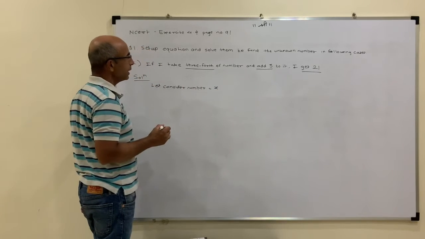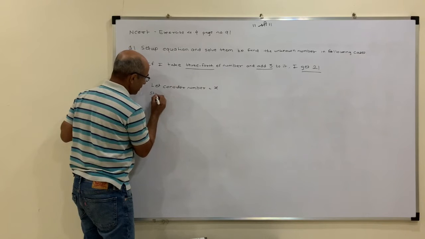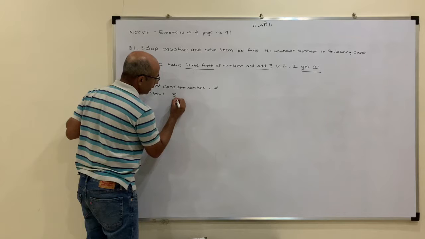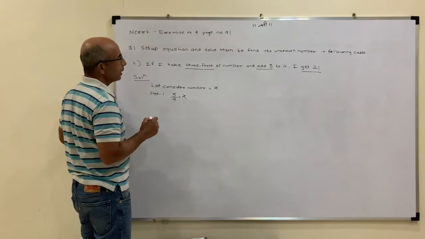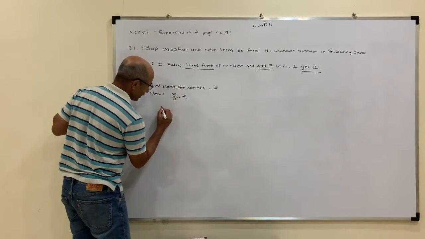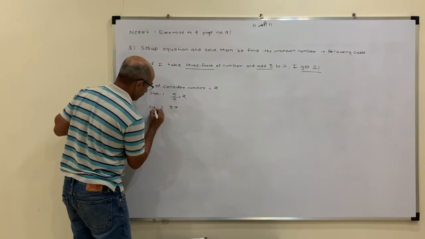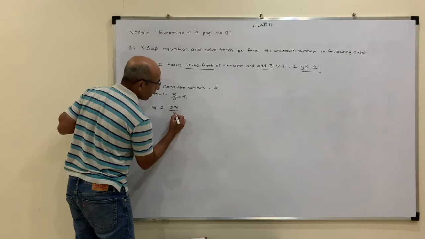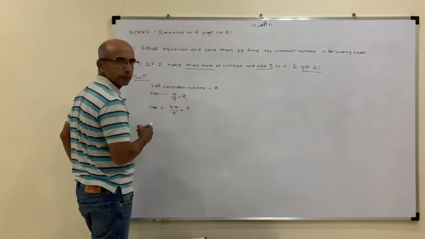So what does it say? 3/4 of number. So my step 1, 3/4 of number. So 3 divided by 4 into x is my 3/4 of number. Now add 3 to it. My step 2, 3x divided by 4, add 3. So I am adding 3 to it.